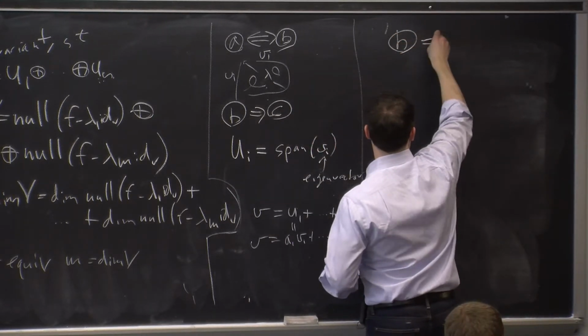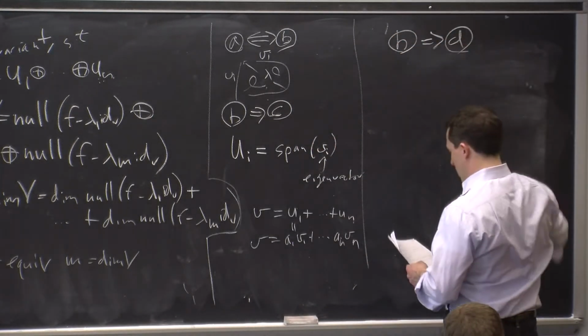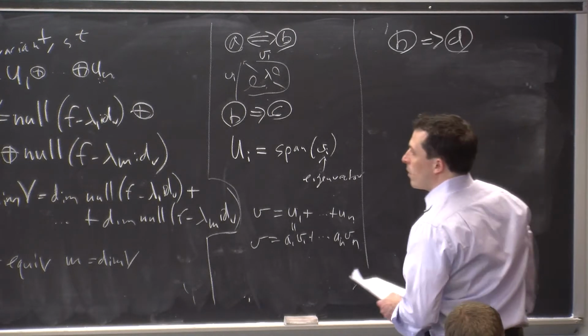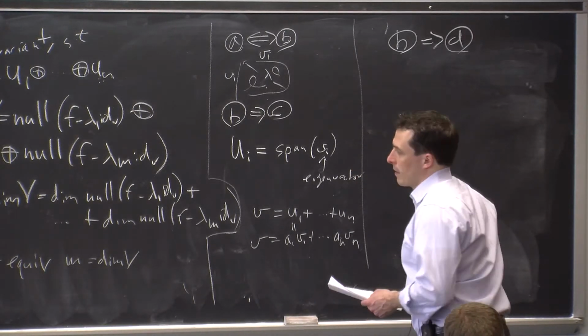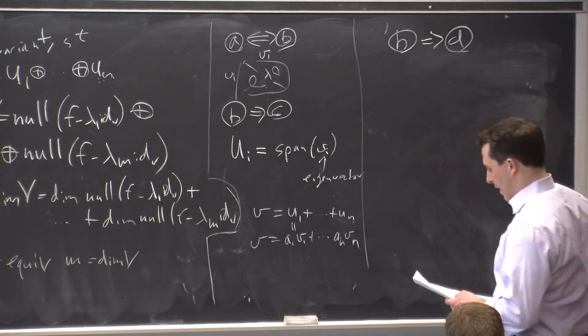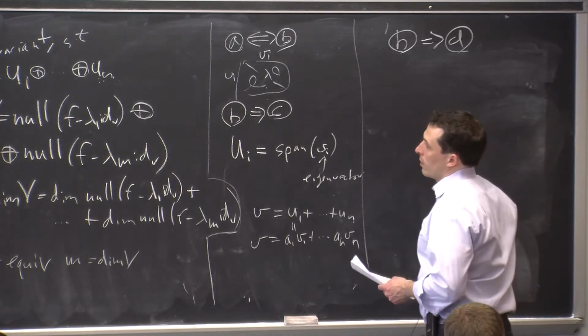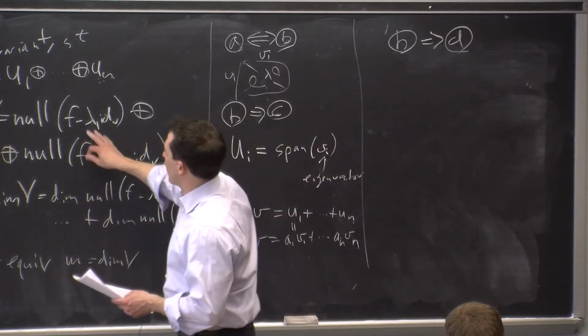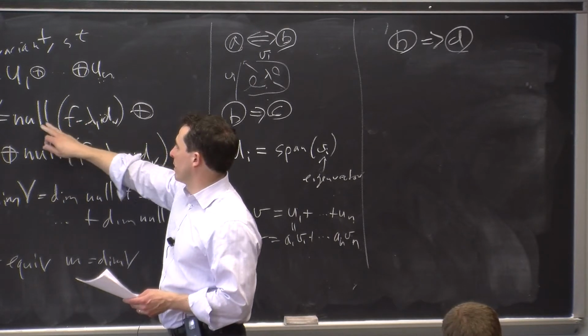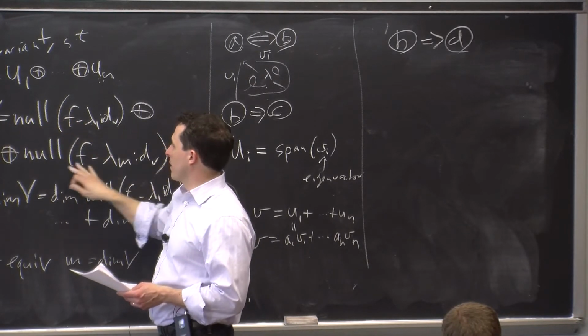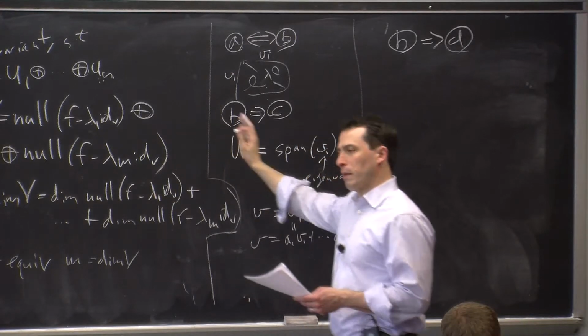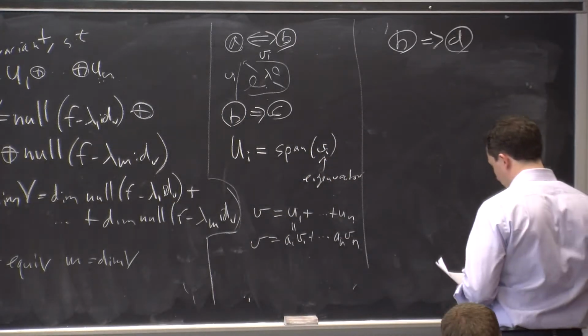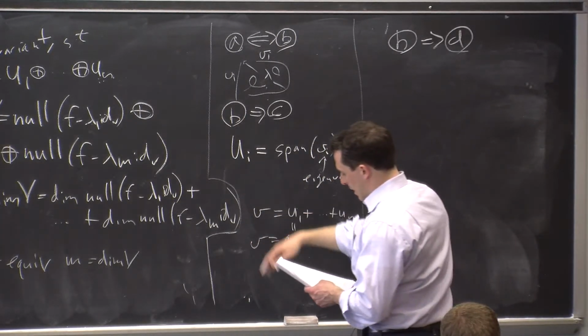Okay, so continuing, B goes to D. For B, we have a basis, an eigenbasis, a basis consisting of eigenvectors of F. And we'd like to show D, this more complicated statement that says that V splits up into a direct sum of null spaces, each of which may be larger than one-dimensional. And for this, we just use this idea of grouping.